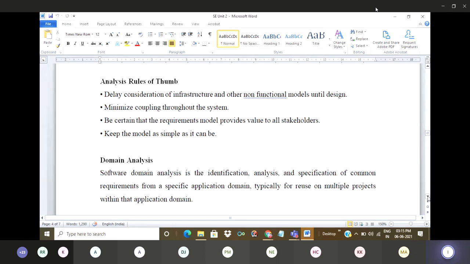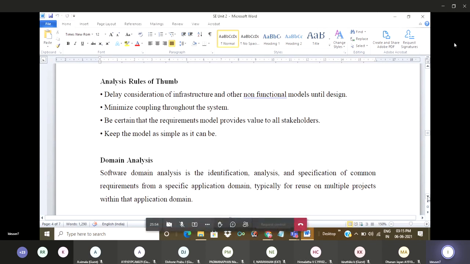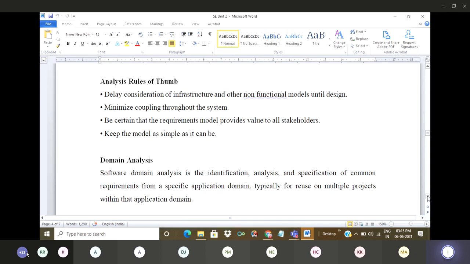Domain analysis. Software domain analysis is the identification, analysis, and specification of common requirements from a specific application domain, typically for use on multiple projects within that application domain. Okay, this is the definition of domain analysis.